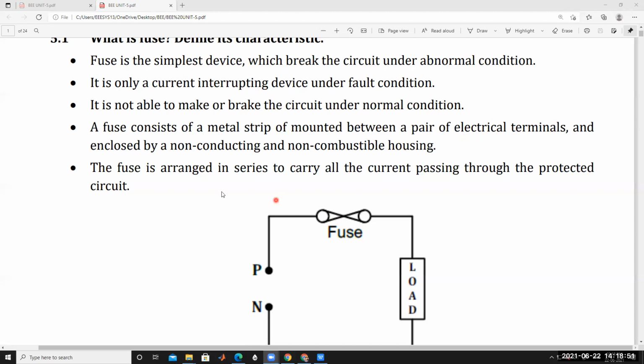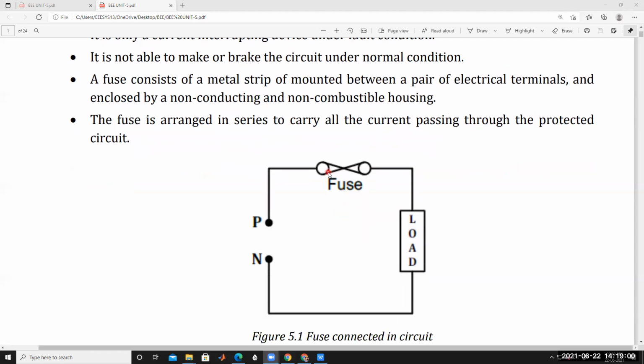The fuse is arranged in series to carry all the current passing through the protected circuit. The fuse is always connected in series with the protected devices. For example, if you want to protect your fan, the fuse is connected in series with the fan. If your home has fans, TVs and lights, they are all connected in series with the fuse. That means all the devices' current passes through the fuse.